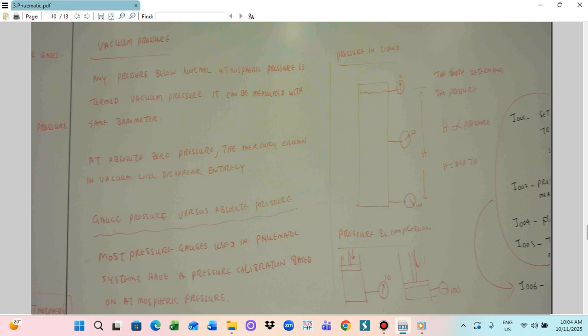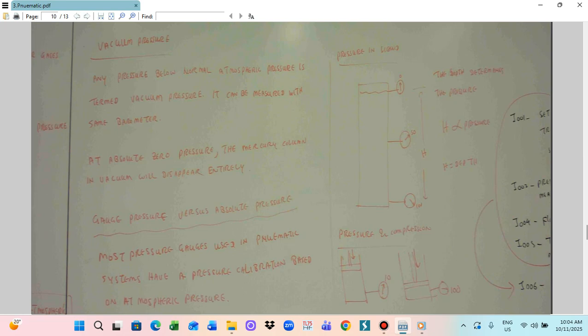Any pressure below the normal atmospheric pressure is termed vacuum pressure. It can be measured with the same barometer. So we use the same barometer to measure the vacuum pressure. This level, less than the atmospheric pressure, is a vacuum pressure.